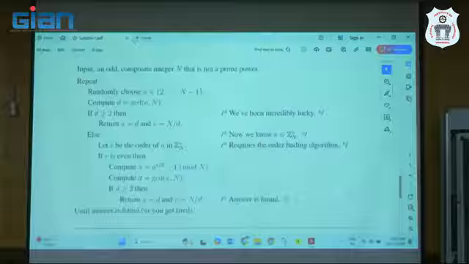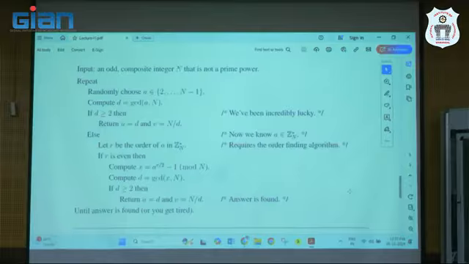Firstly, let us look at the algorithm. What is the algorithm? Input an odd composite integer N that is not a prime power. Firstly, remember we are trying to do factoring, right? We are given a capital N number. If it is even, it is easy to find the factor.